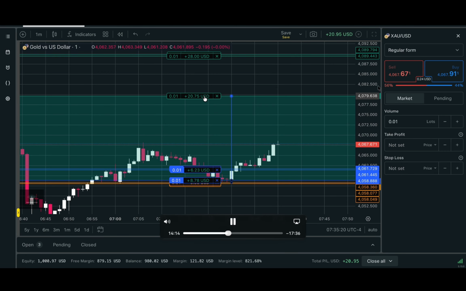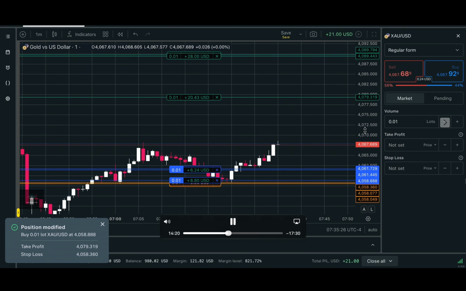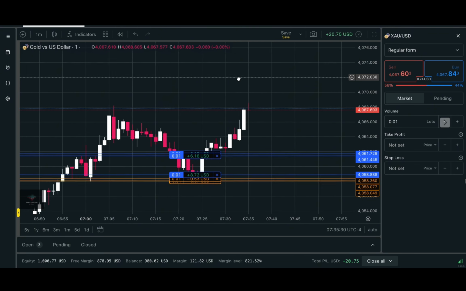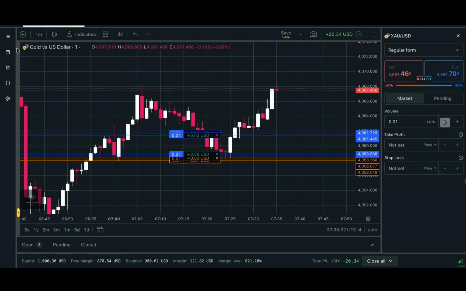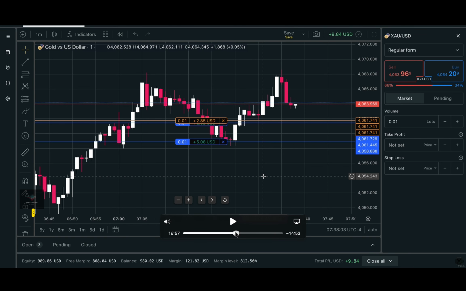That 4090 level is where the gap begins. The gap I told you about. Let's speed it up a bit.